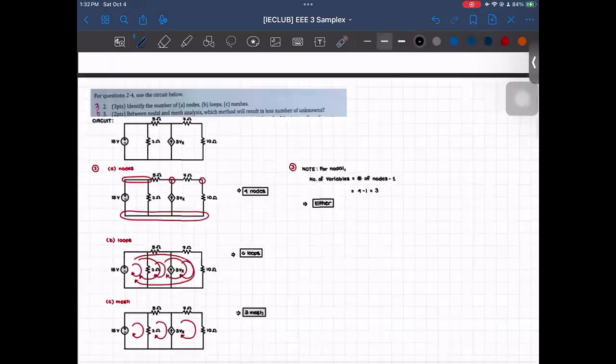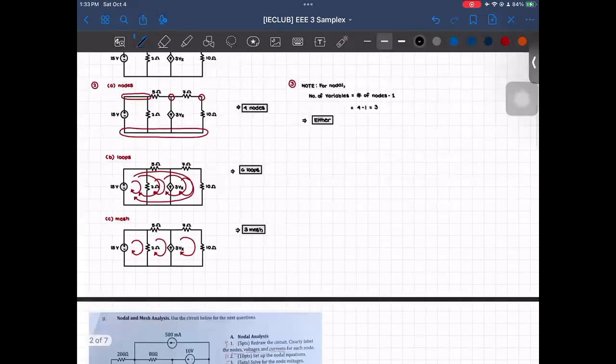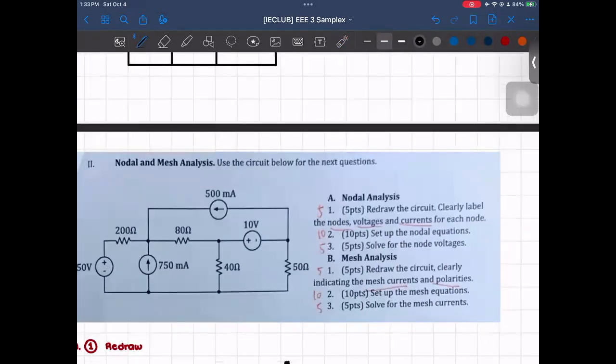And yeah, that's for all. Actually, for number 4, it was a bonus question in our exam last sem, so we won't be covering that in this one. And now, let's move on to the second part of the questions, which is the nodal and mesh analysis. So we are told to use the circuit below for the next questions.